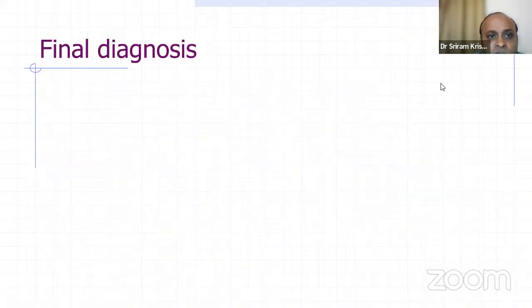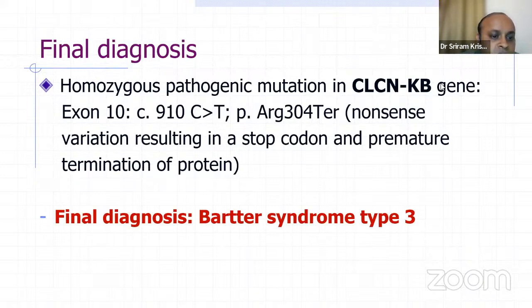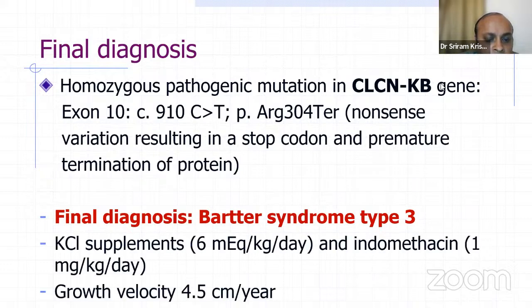So this child was worked up further, and when we did a next generation sequencing, she was found to have a homozygous pathogenic mutation in the CLCNKB gene, and this was actually a nonsense variation resulting in a stop codon and premature termination of the protein. So this proves Bartter syndrome type 3. This was actually a pathogenic mutation, and this child was started on potassium chloride supplements. She required a high dose, and indomethacin was also added at 1 milligram per kg per day. She has a satisfactory growth velocity.